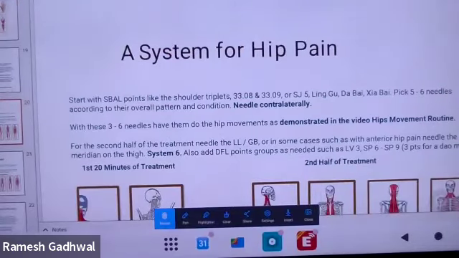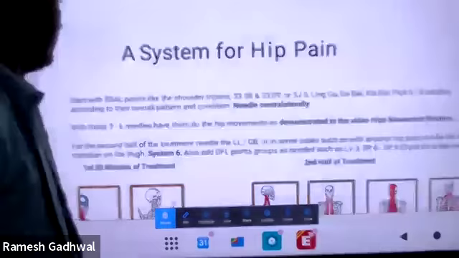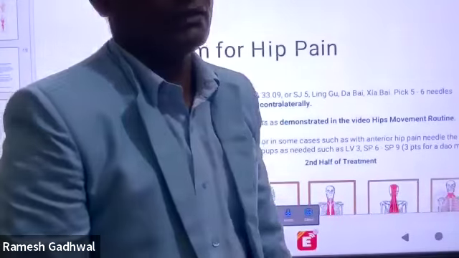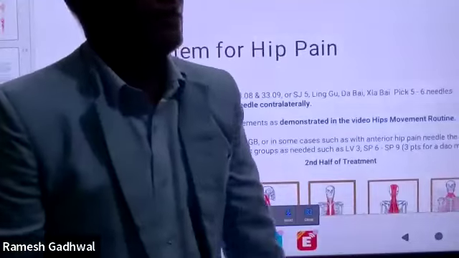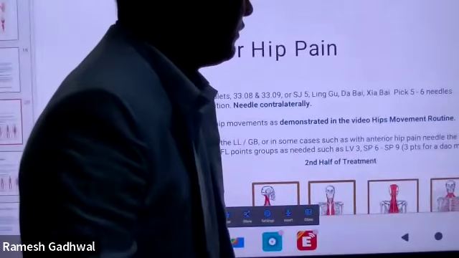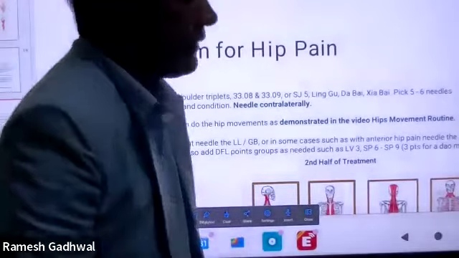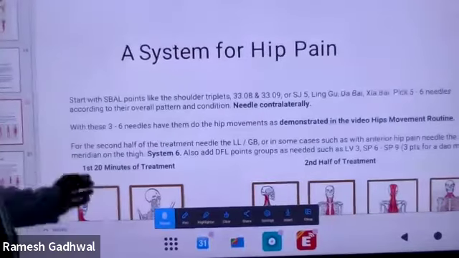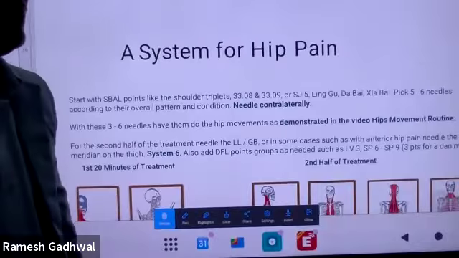A system of hip pain starts with the superficial back line. The shoulder points 33.08, 33.09, Senjo 5, Lingo, Dabai, Siabai, and pick 5 to 6 needles. According to the overall pattern and conditions, needle contralateral. With these 3 to 6 needles, have them do the hip movements.